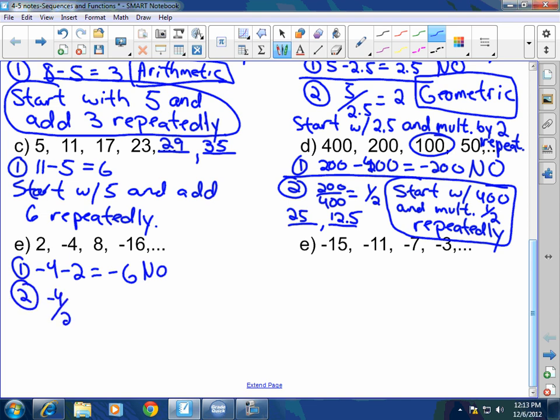What's -4 divided by 2? -2. What's 2 times -2? Times -2? Works. What are my next two? 32 and -64. Very good. So I'm not going to write it down because we got to move on, but it would be geometric. And for E, it would be start with 2 and multiply by -2 repeatedly.